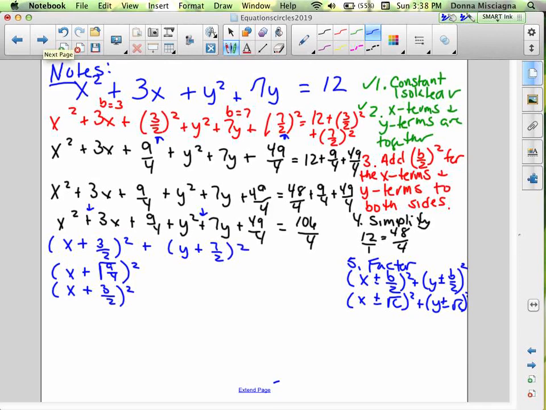And if you don't like it that way, you can take the square root of c, and that would be y plus the square root of 49/4. And so that's a 4. So that would be, and there's 2 of them, so it's squared. So that would be y plus the square root of 49 is 7, and the square root of 4 is 2. So either way, you have x plus 3 halves squared, y plus 7 halves squared, and then don't forget your 106/4.